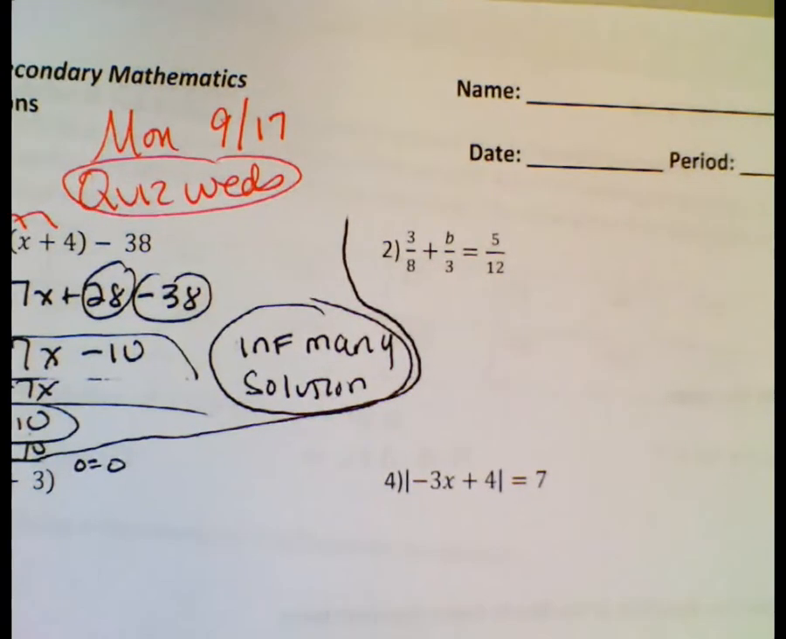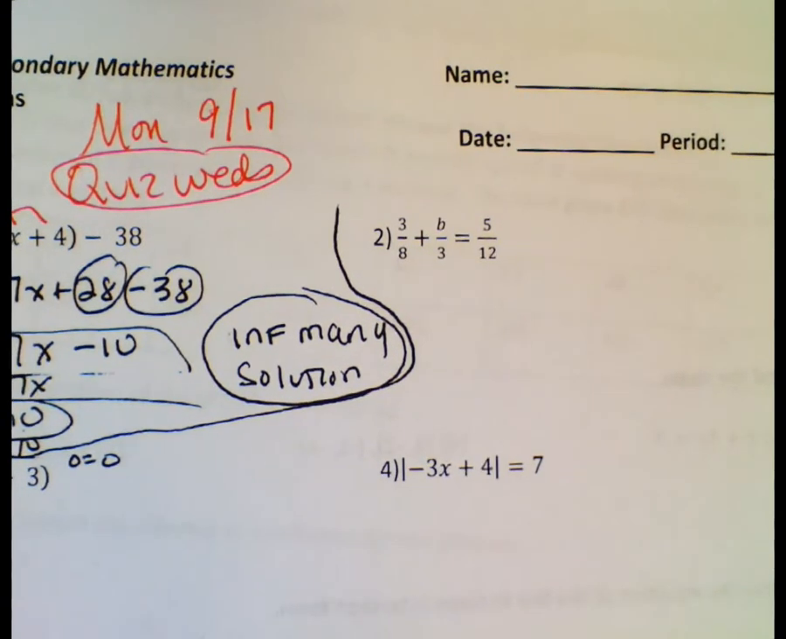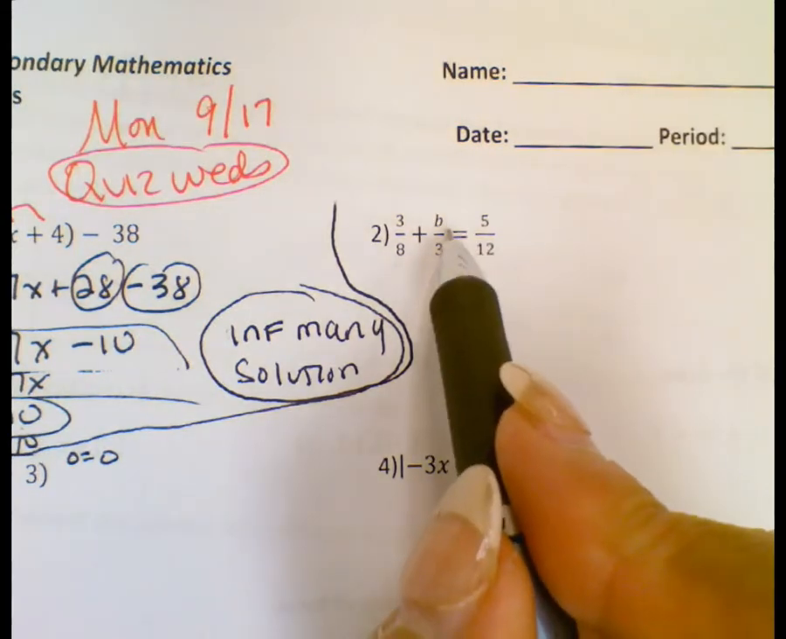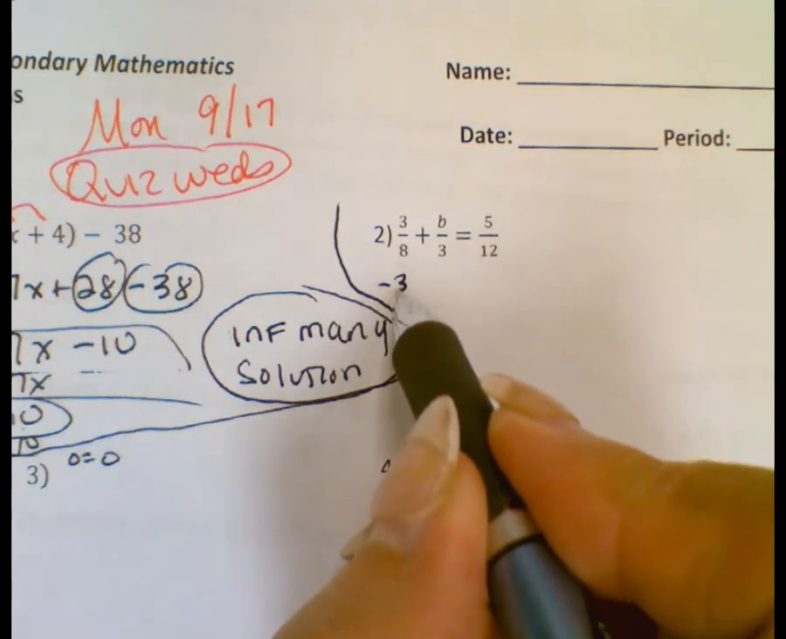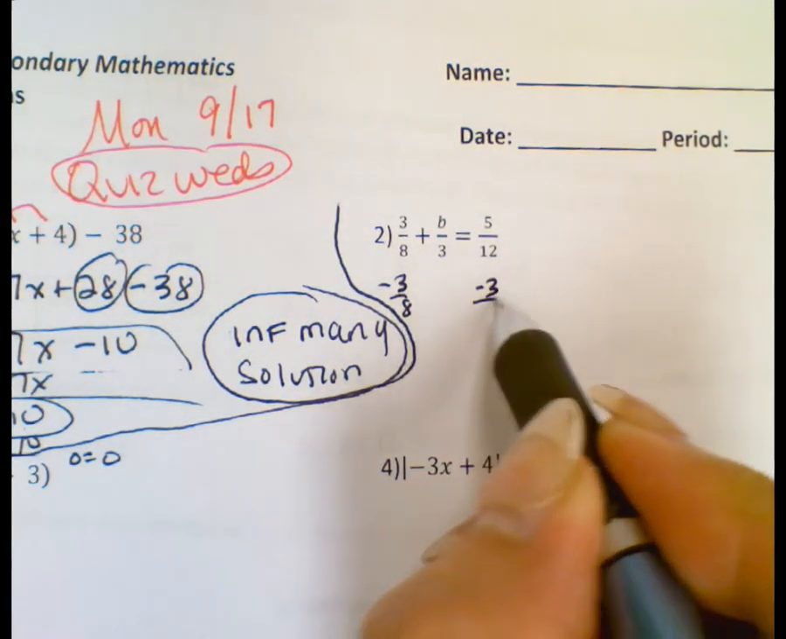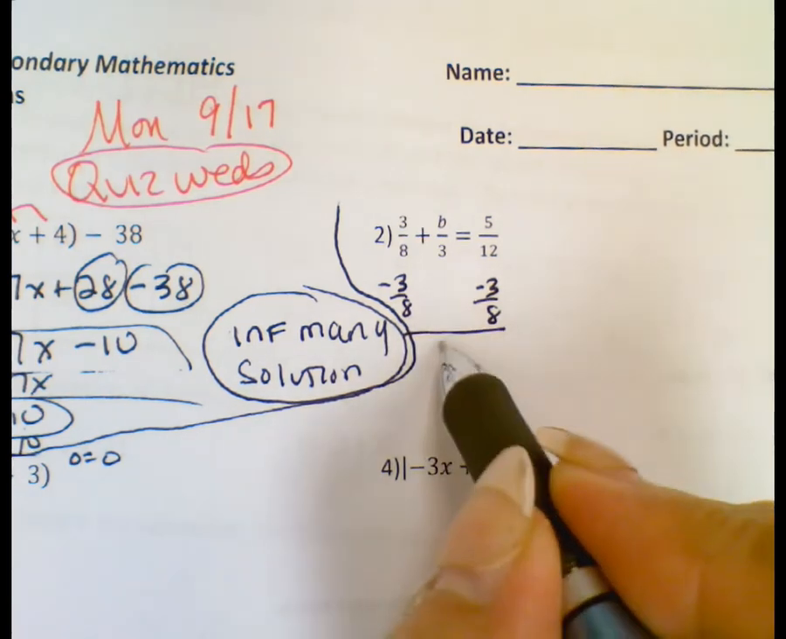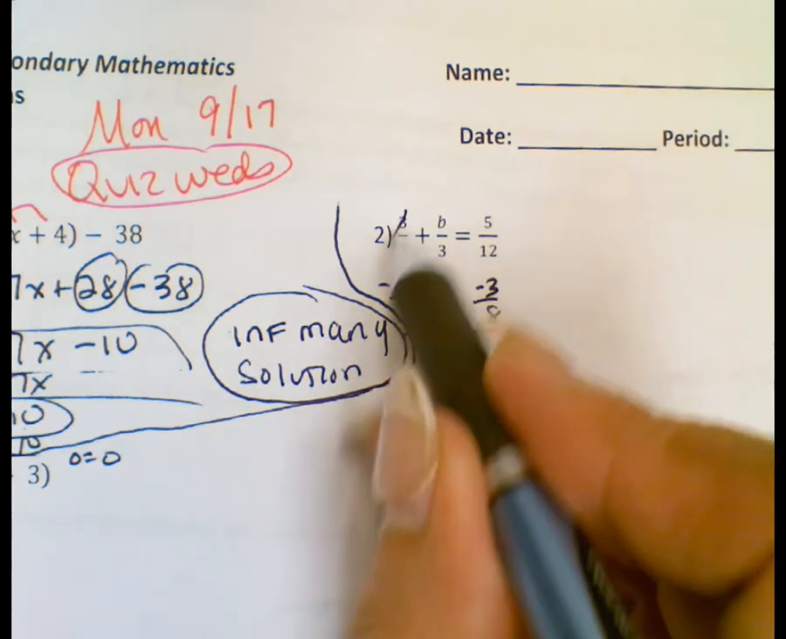So number 2, there's a couple ways to do this problem, but we're just going to use our calculator. We're trying to solve for b, trying to get b by itself. So how would you get rid of 3a's? Subtract 3a's. You are right. So bring down the b over 3 because this cancels.